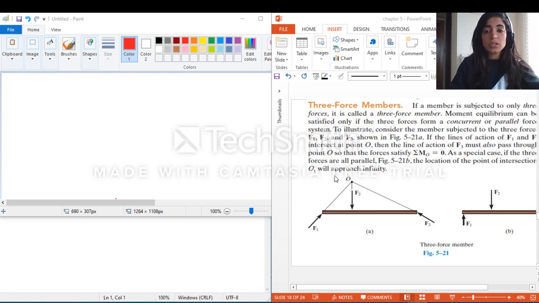Okay, so guys, this is the case of a 3D force member. I will state now the conditions so that this 3 force member could be in equilibrium. Basically, guys, we have two cases where the 3 force member could be in equilibrium. The first one is that all the forces should be concurrent in one point.